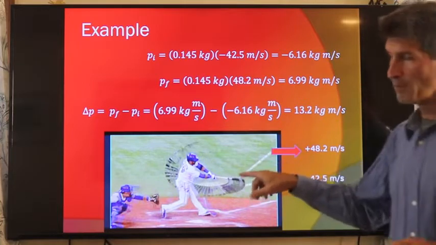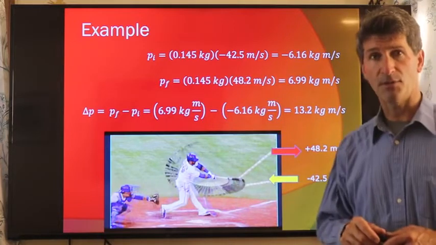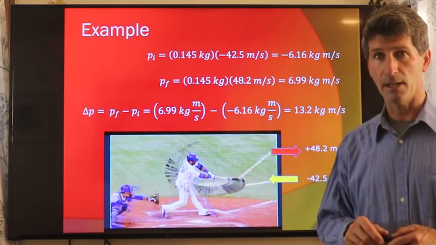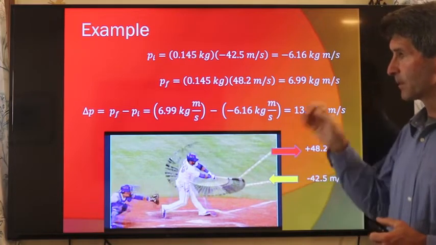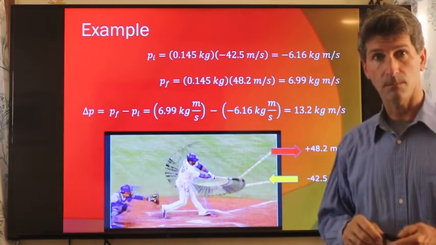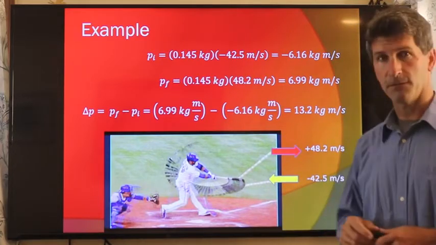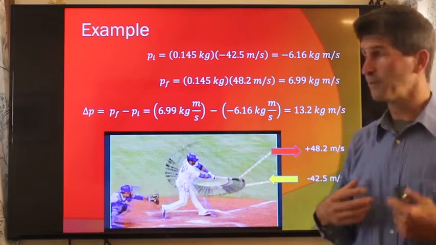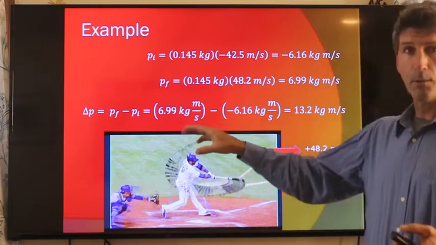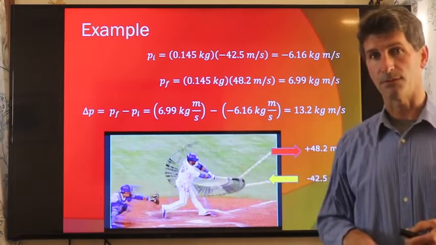So the force from that bat is doing something to the momentum. It's changing the momentum by 13.2 newton seconds. So we will see one way to manipulate, one way to change momentum is to apply a force. An object in motion will tend to stay in motion unless acted on by a force, okay? The only way we can change the momentum is to change the motion. That requires a force.